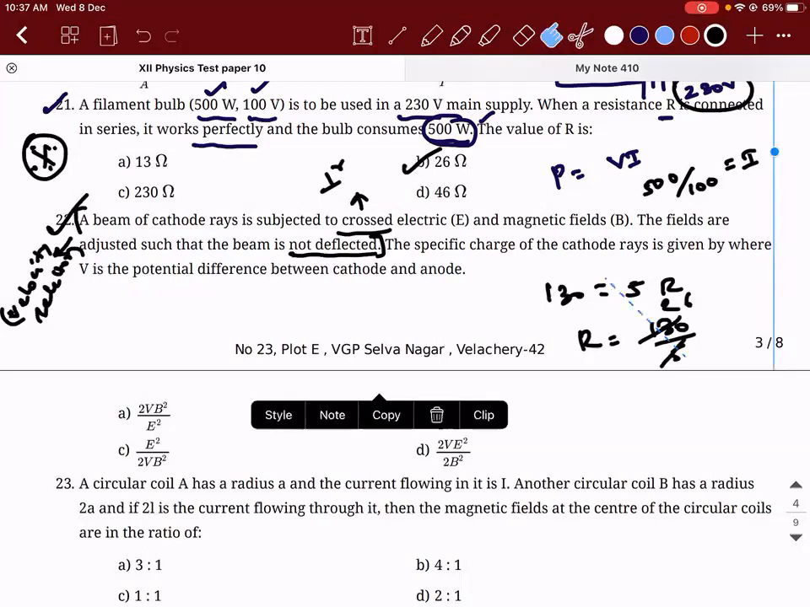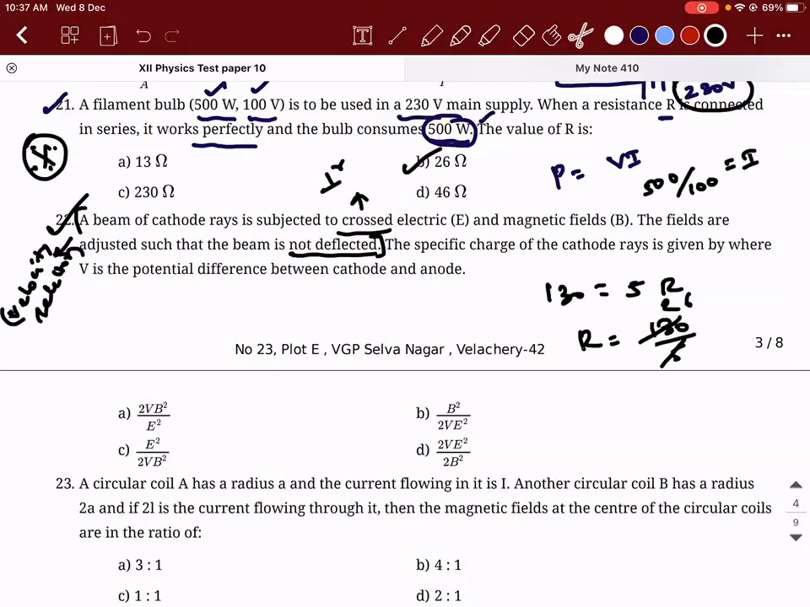Next, this is also an important question. There are many technical words used in it. Now they're asking, what is the specific charge of the cathode rays, given that V is the potential difference between the cathode and the anode? So what do you mean by specific charge in the first place? Anybody? If you don't know, please make a note. Specific charge is charge per mass ratio. It is the e by m ratio.